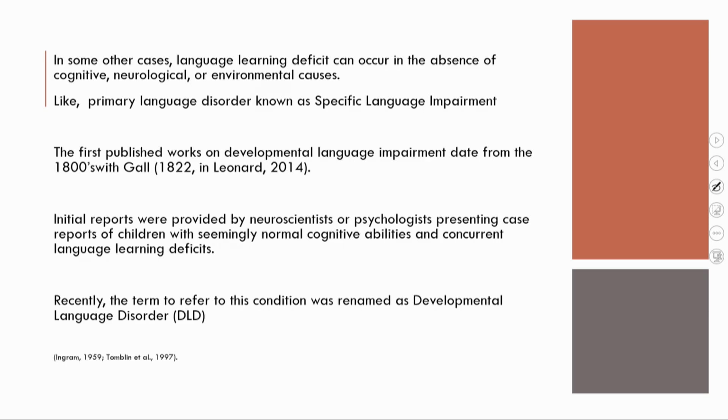So, they would often give a report on children with seemingly normal cognitive abilities and concurrent language learning deficits. So, this is where it all started, all the way from the 1800s. Normal cognitive abilities and concurrent language learning deficits is how it was initially reported. Eventually, it got a name, specific language impairment, and recently this name has also been changed, and it is renamed as developmental language disorder or DLD.